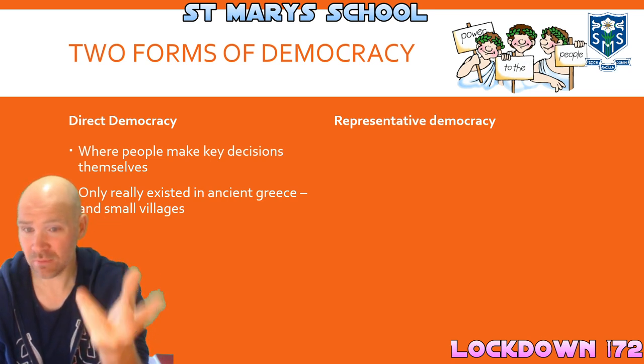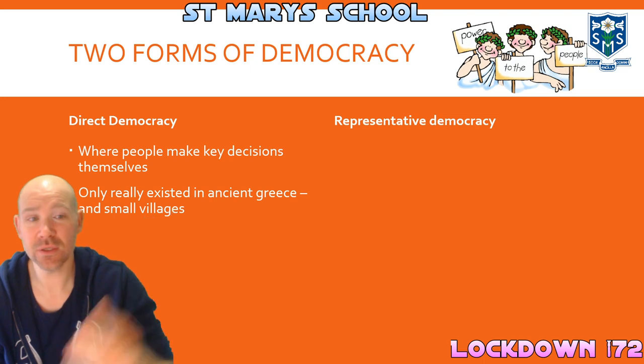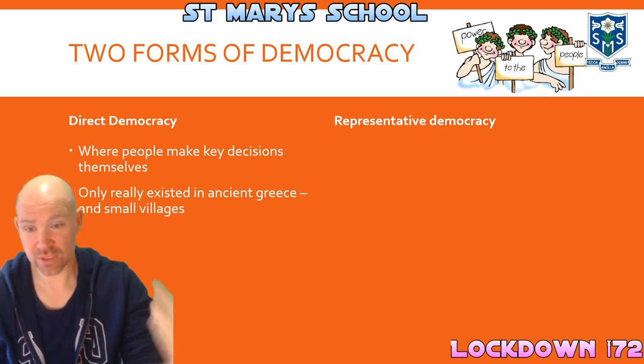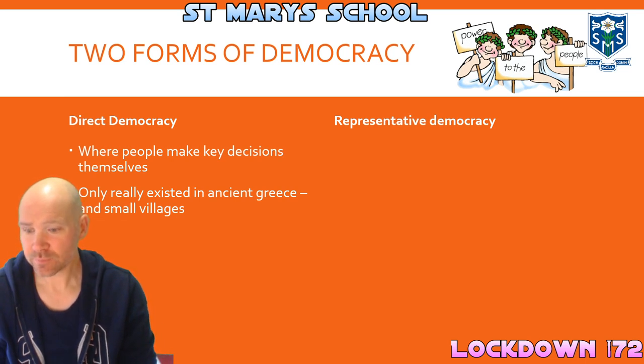But the Athenian democracy, Athens being a city in Greece, was one of the first examples of democracy where people got to make decisions themselves. And it's one of the ones that our textbook uses as its example as well.